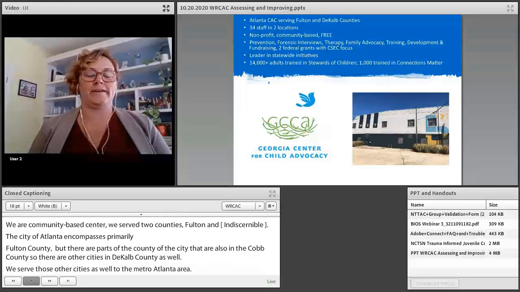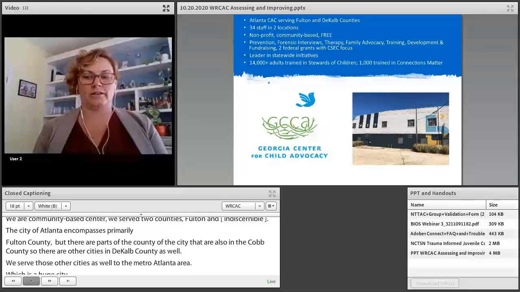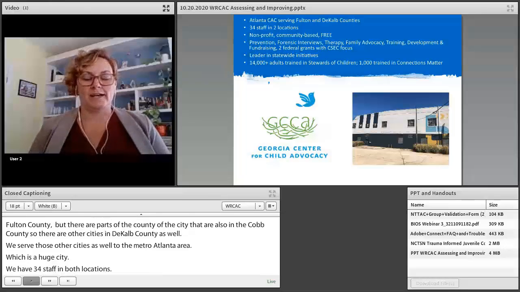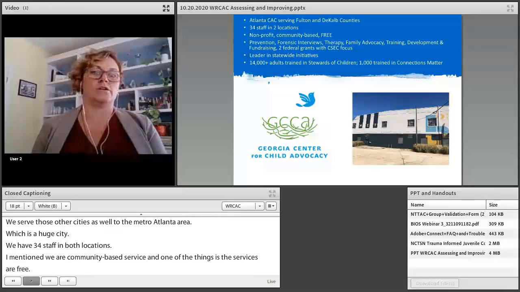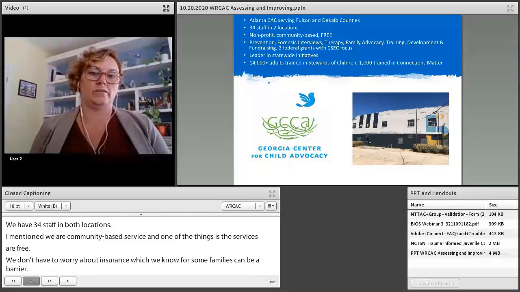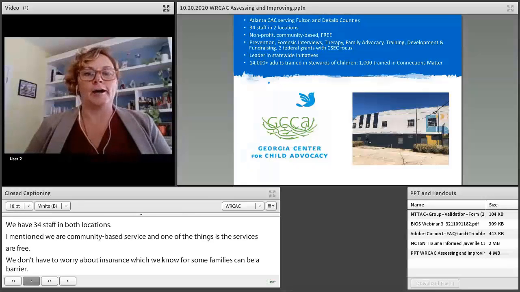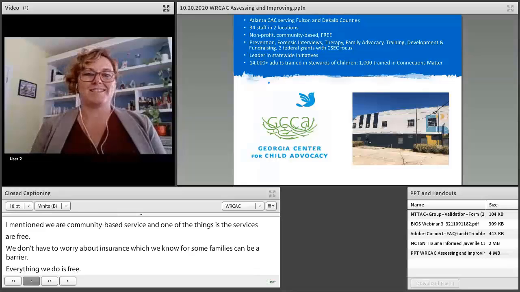I mentioned that we are community-based, and one of the things about our center that I think is really fantastic is that our services are free. So we don't have to worry about insurance, which we know for some families can be a barrier. Everything we do is free, from the therapy we provide to the forensic interviews and all of the community-based training that we do. That's one of the things that I think is really great about our organization. We do all the things that CACs do, including forensic interviews.